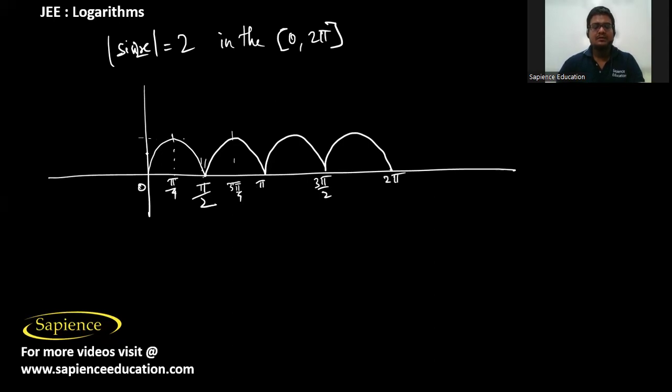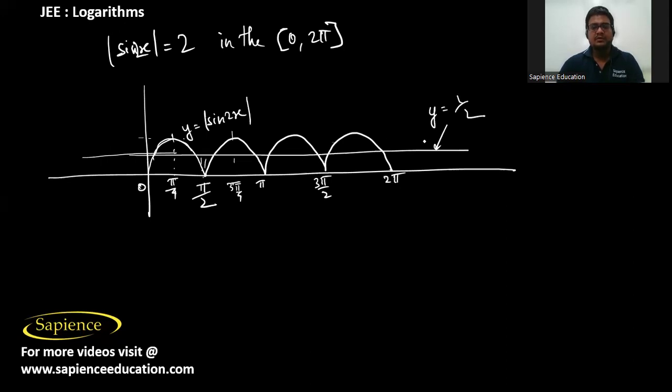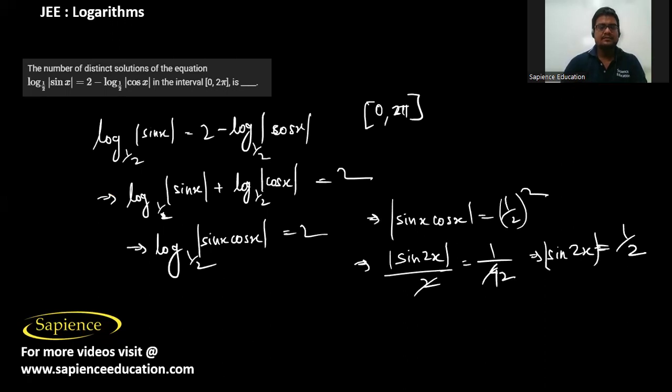So now half will be somewhere here, y equal to half. So actually this one is the graph of y equal to mod sin 2x, and this one is the graph of y equal to half. So we have to take the number of intersections. That will be 1, 2, 3, 4, 5, 6, 7, 8. So there are 8 solutions in this given interval. So the answer is 8.